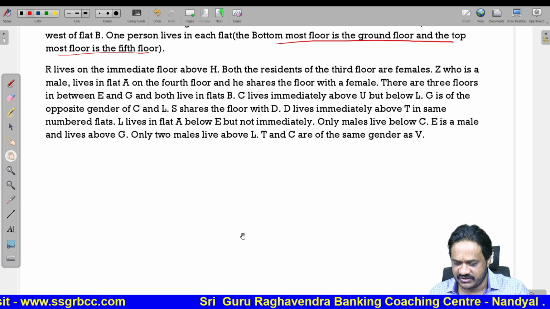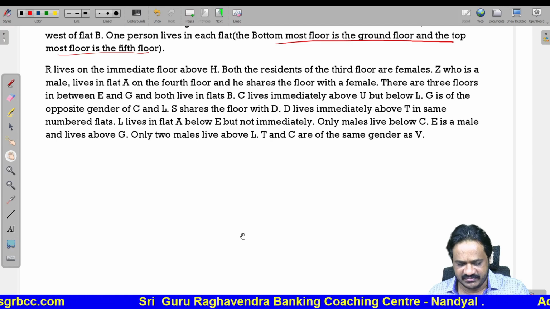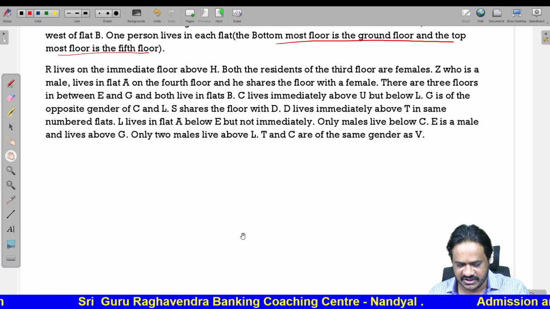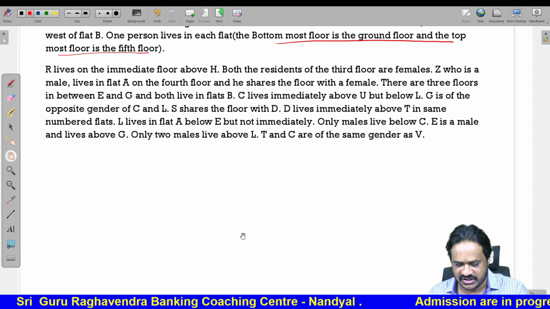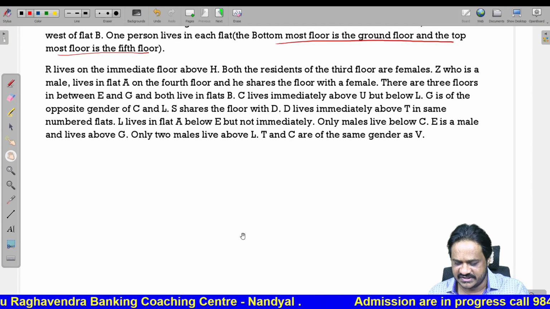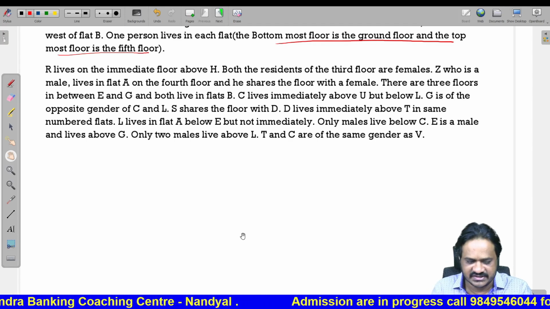Only males live below C. E is a male and is living above G. Only 2 males are there above L. T and C are of the same gender as B.